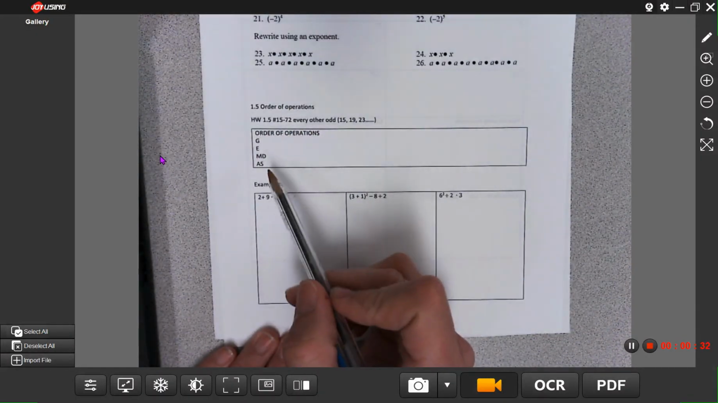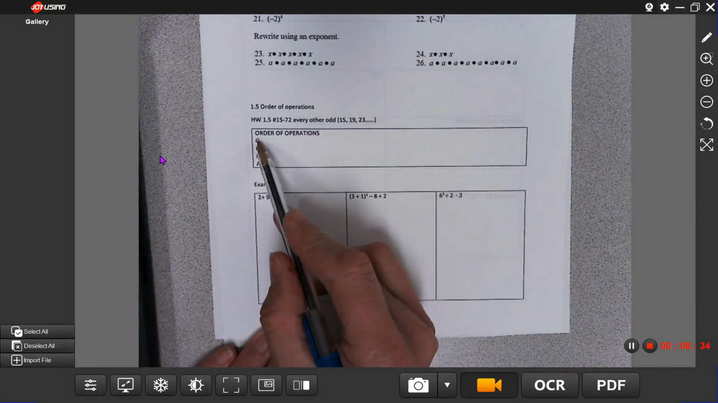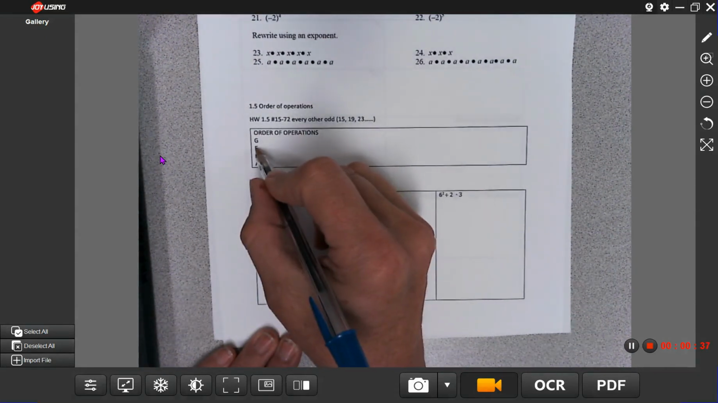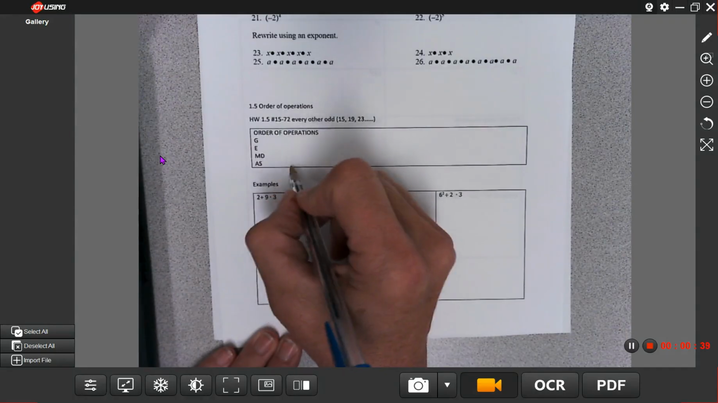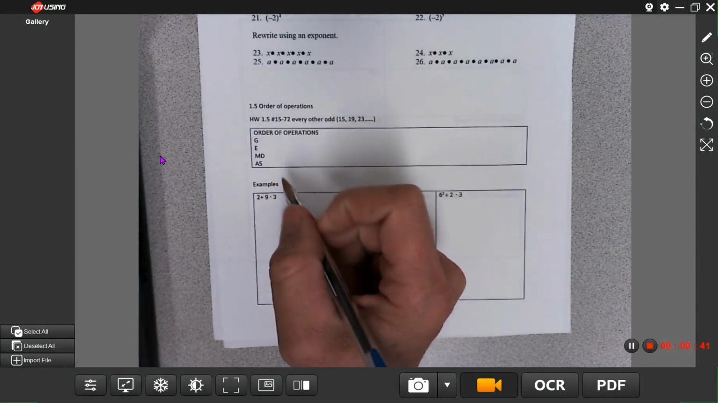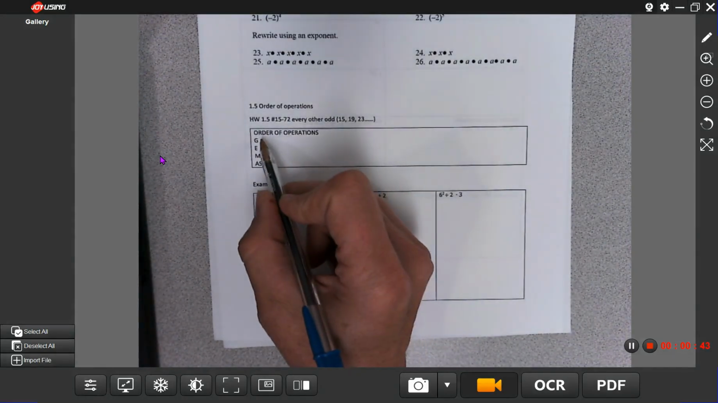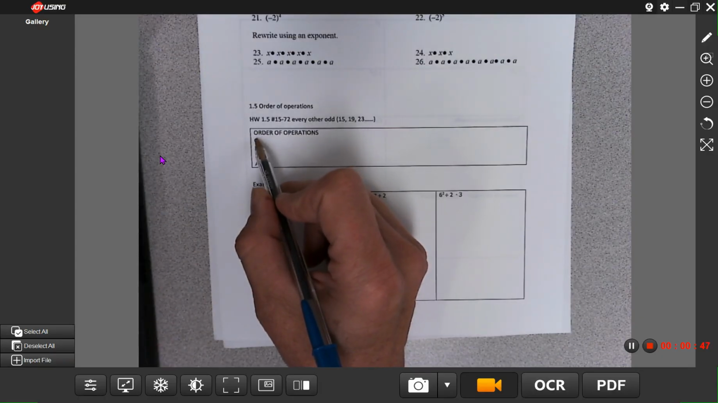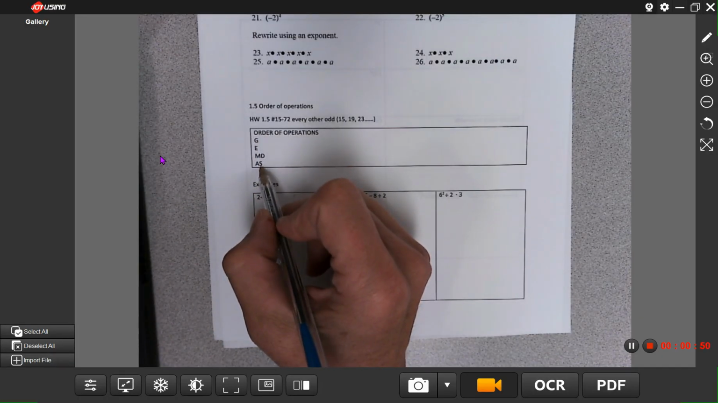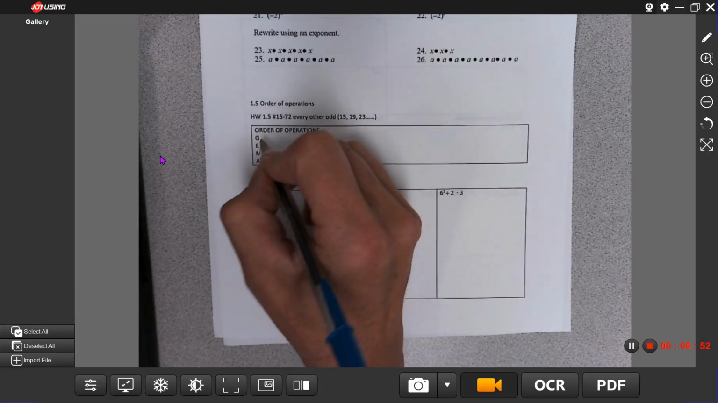So often people think PEMDAS. I'm going to change the letter and say GEMDAS, G-E-M-D-A-S, GEMDAS. And the reason is because the P stands for parentheses, but there are other symbols that take precedent, meaning go first. So this is the order in which you simplify expressions that have more than one operation.